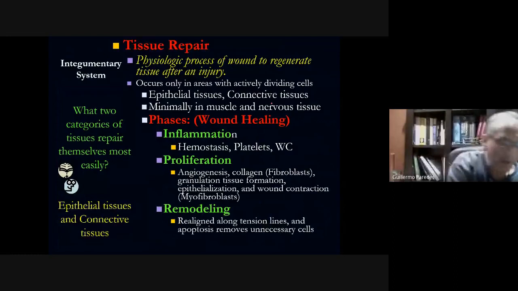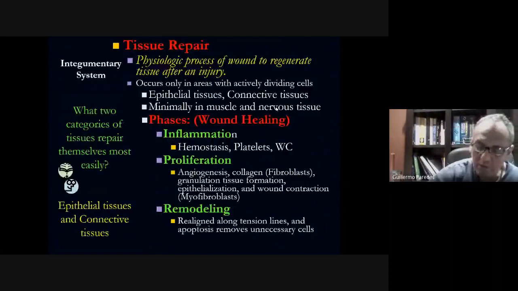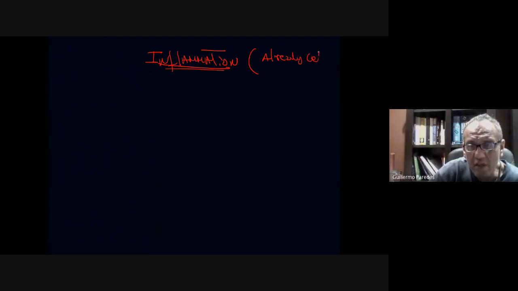All right, so we are going to talk about inflammation. Please, this is something that you need to remember for the rest of your life. Inflammation means that cells are already dying. In inflammation, cells are being destroyed and they are going to need to be replaced. And with this, we finish.